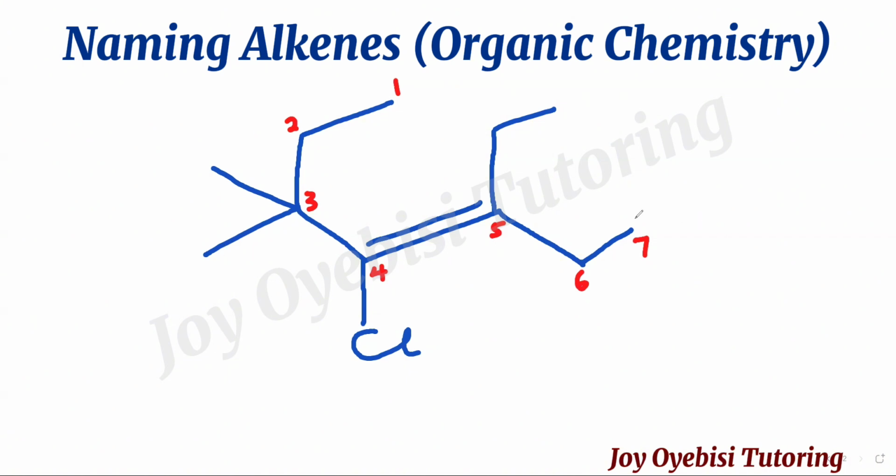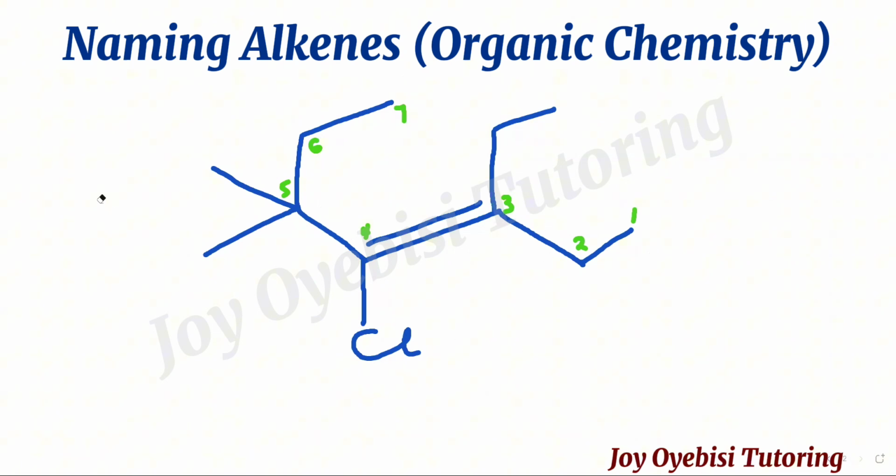So if I count from my right, this is 1, 2, 3, 4, 5, 6, 7. Now, from the right-hand side, the double bond starts from carbon 3, while from the left-hand side, the double bond starts from carbon 4. Because 3 is lower, we're going to go with the one that starts from 3. Which means that the numbering I'm going to adopt for this naming will be from right to left instead of from left to right.